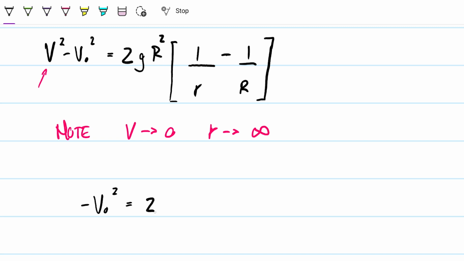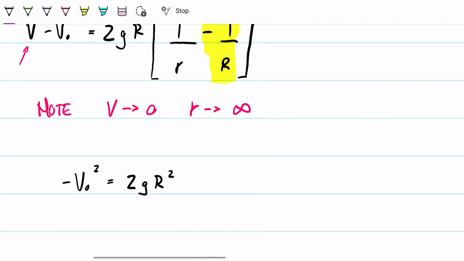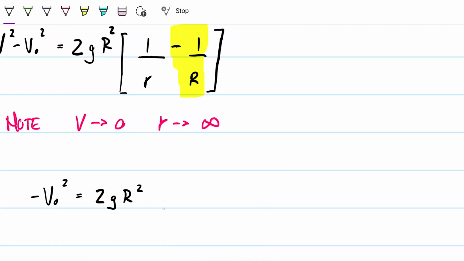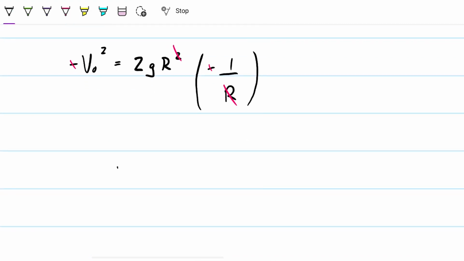Okay. And then here on this side, I'm going to get 2g. And note that as r goes to infinity, this whole term goes to 0. Right? So this whole term goes to 0. And I'm only going to be left with this term over here. And therefore, that's going to be times negative 1 over r. Boom. Okay, cool. What next? Square root, negative, negative. Therefore, v naught equals the square root of 2g times uppercase R. Just like that.